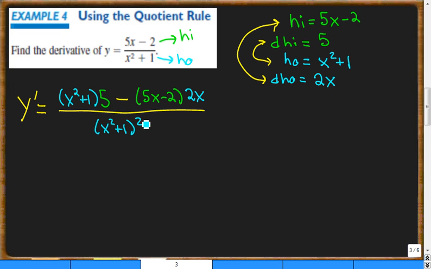At this point, we need to go through and simplify. Sometimes we end up getting things to cancel, but oftentimes we just need to clean it up. And so if we simplify our first term here, we're going to get 5x squared plus 5.